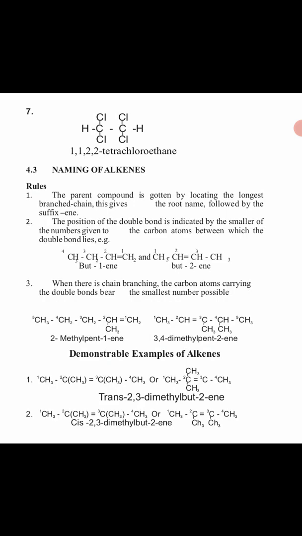Look at these now. You have 4 chloro groups. Okay, so they are in positions 1, 1, 2, 2. So we'll name it 1, 1, 2, 2. Tetra stands for 4, right? Tetrachloroethane. Eth, 2 carbon atoms. Tetrachloroethane. Okay.